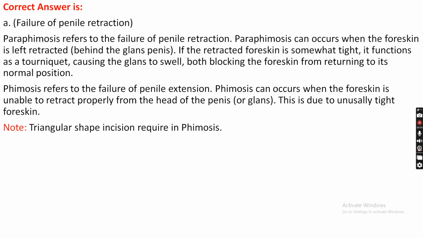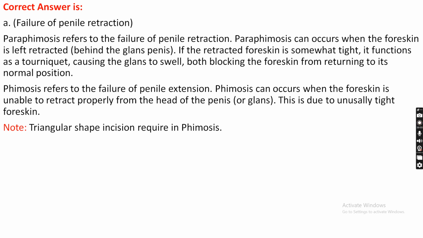Paraphimosis actually occurs when the foreskin which covers the penis is left retracted, that is, behind the glans penis. And if this retracted foreskin is somewhat tight, then it functions like a tourniquet, so that the glans penis, which is outside the retracted prepuce layer, gets swollen, and the foreskin blocks the blood flow to the outside glans.